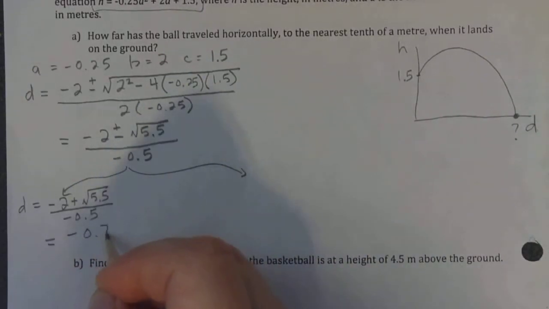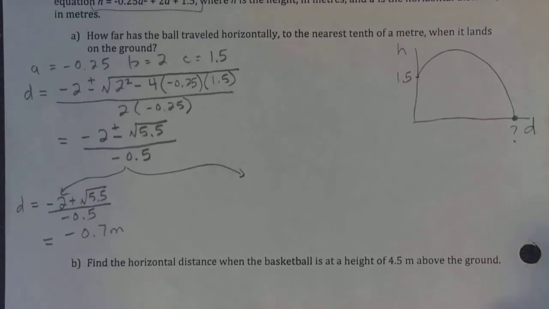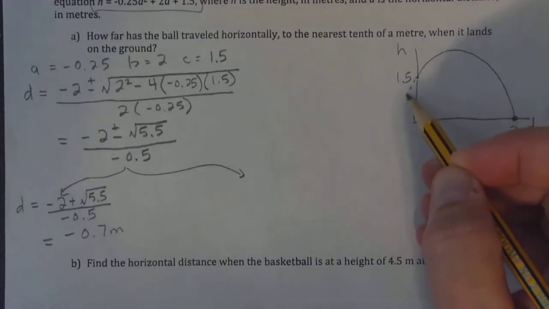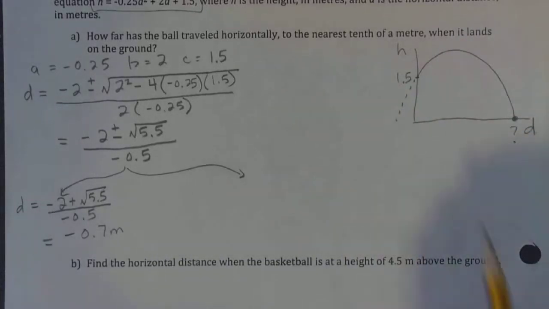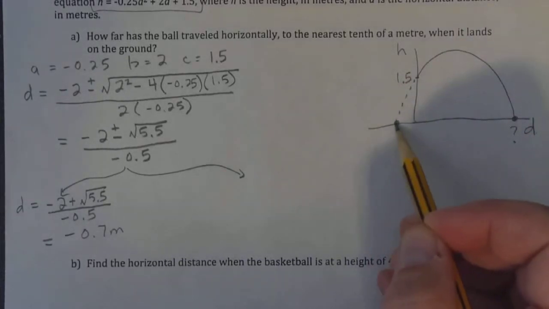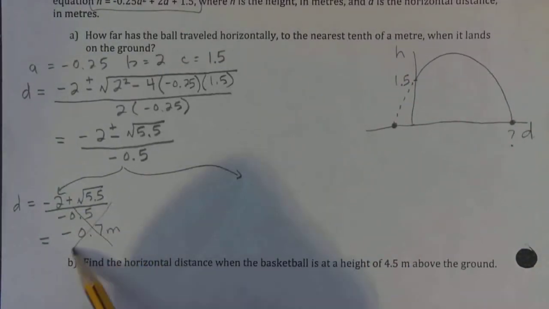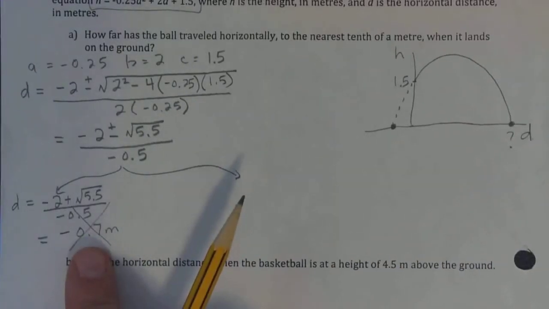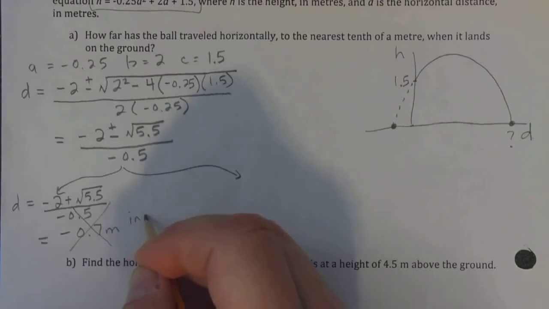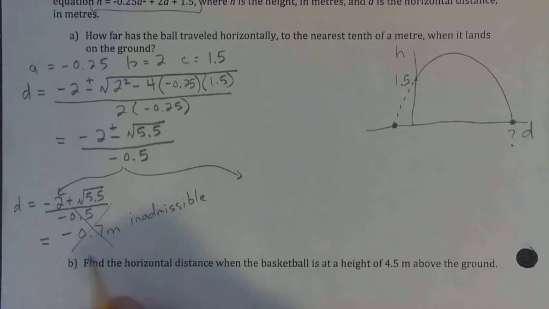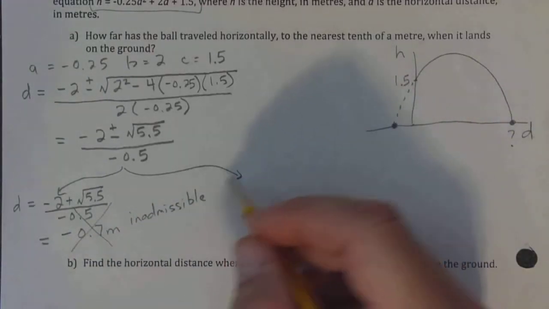That's going to pump out negative 0.7 meters, which if you think about it, makes sense. Look at your sketch. Look at how your parabola continues on the negative side. It would be right here. That's that point, which is what we call inadmissible. So lightly put an X over it. I still have to see that number on a test. And right beside it, just write inadmissible, because you cannot have negative, in this case, distance.